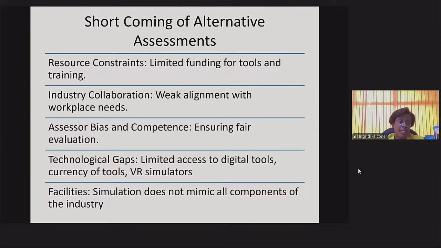Assessor bias and competence lead to unfair evaluation. There are technological gaps, limited access to digital tools, and the currency of tools, such as virtual reality simulators. Another shortcoming is facilities. In the facilities we have currently, simulation does not mimic all components of the industry, and that can present a challenge.